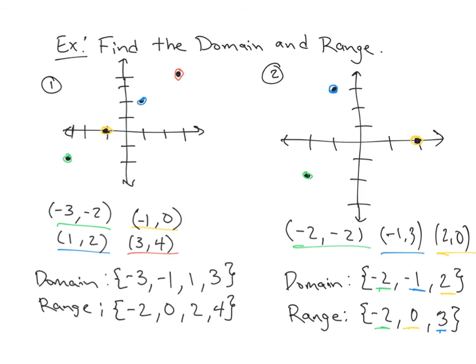Taking a look at my range, I have -2 from the green point, 3 from the blue point, and 0 from the yellow point. Typically, we'll write them from least to greatest, so -2, 0, and 3. Hopefully you're able to enter your answer there on that one.